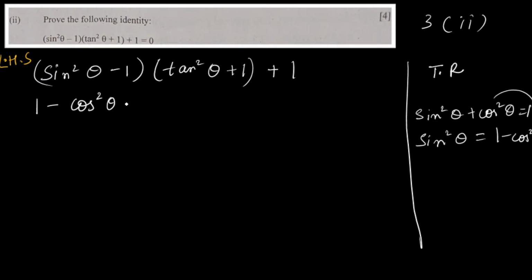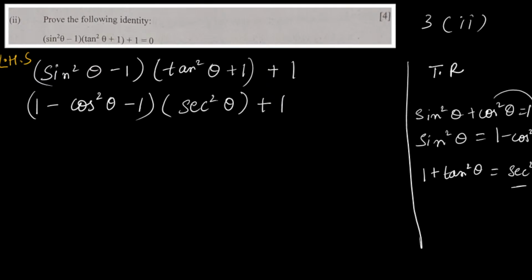So sin²θ's value is 1 minus cos²θ: (1 − cos²θ − 1). Minus 1 is already there. Now tan²θ + 1. Again you have to check the square relation, because the square is giving us a hint. We have the square relation 1 + tan²θ = sec²θ. So we can write its value: (sec²θ).